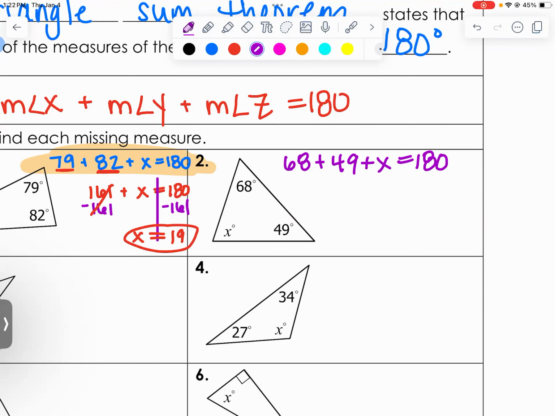Oh, we're gonna have to stand up and do triangle jumping jacks here pretty soon. I don't know. I'm gonna make it up.